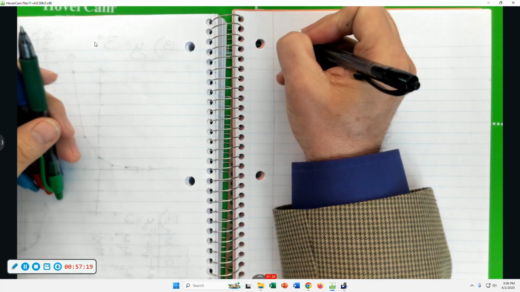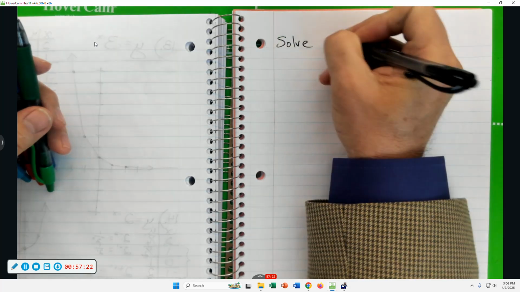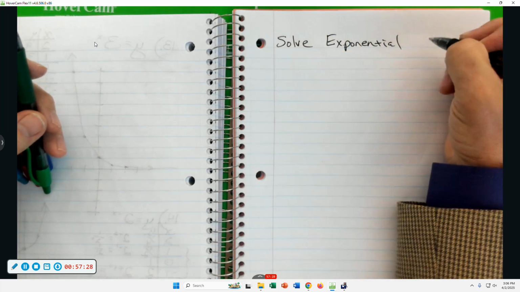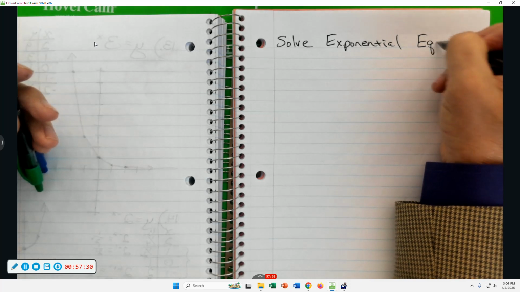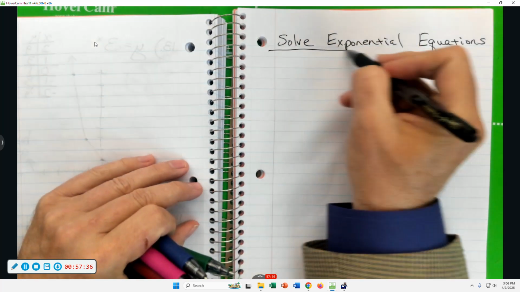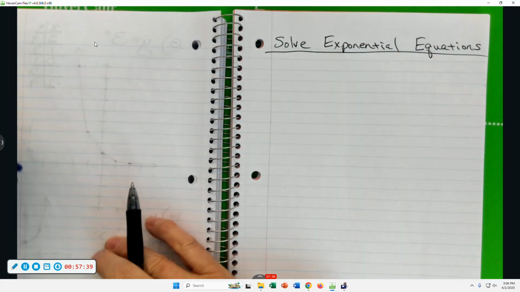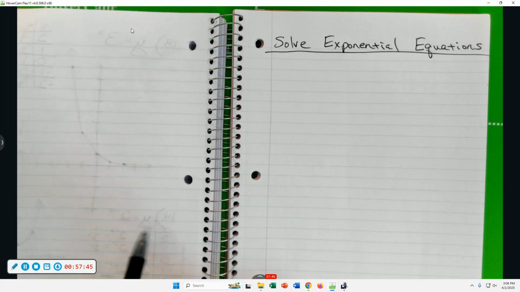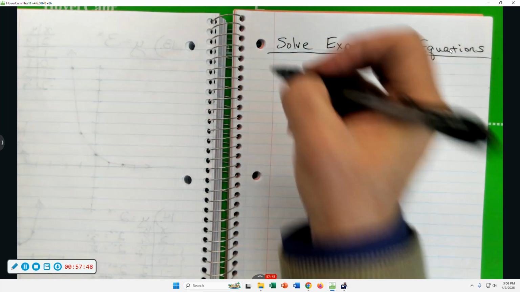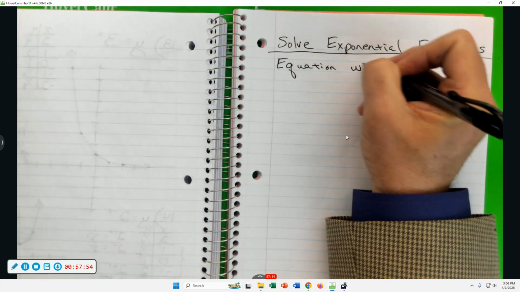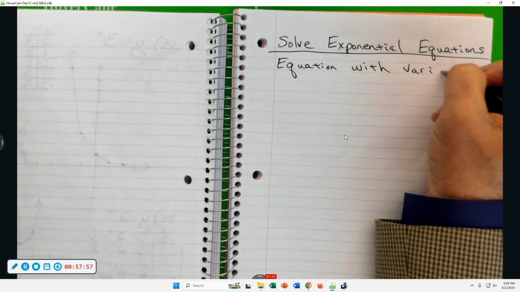The next thing we're going to do with exponentials is solve exponential equations. Solve quadratic equations. Solve rational, radical. First of all, let's make sure we know what an exponential equation is. An exponential function is a function where the variable's in the exponent. An exponential equation is an equation with a variable in the exponent.